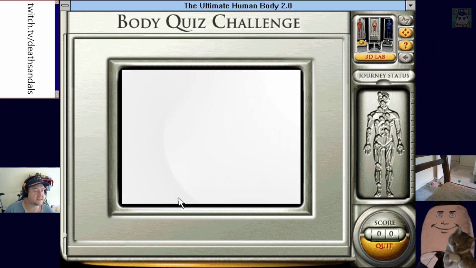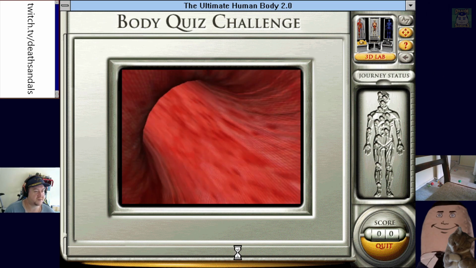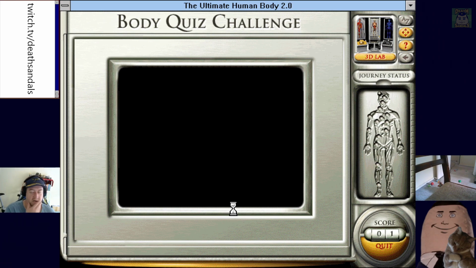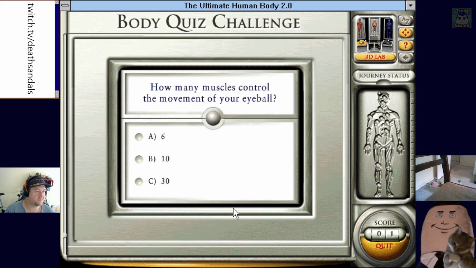Right, just start. Oh, we get actual video clips with it too? Oh, we're going through the body, that's how we're learning. Okay. Where does the optic nerve enter the eye? Whatever the fovea is? No, incorrect. Blind spot? That is apparently correct. Okay, and we're gonna have a little swim with some gems.